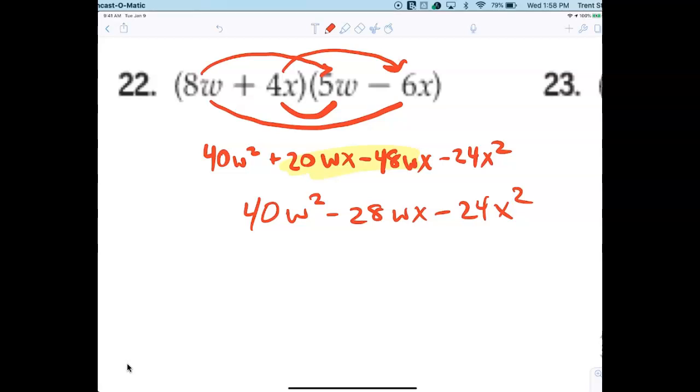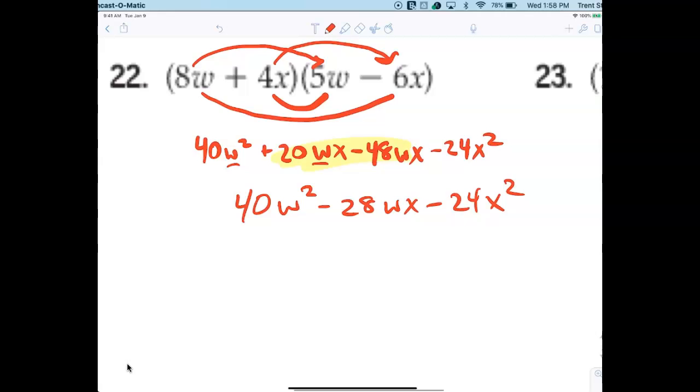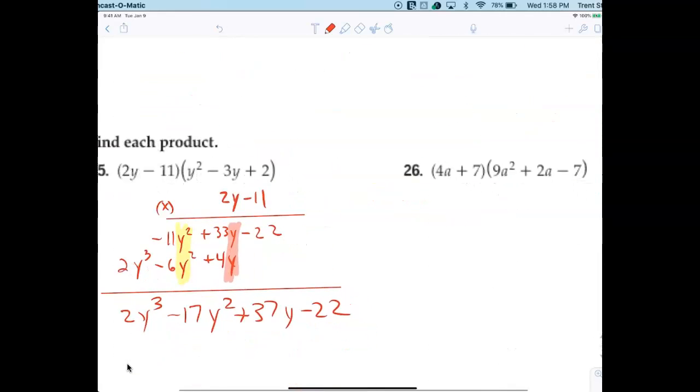Would the negative 24x squared come before the negative 28wx? No, because usually it's in descending order with respect to w. It's just the way it's written. You would write the w descending order first. This is like w to the 0. You with me on that? Yeah. All right, here we go. But again, if you mixed them up, I wouldn't care.